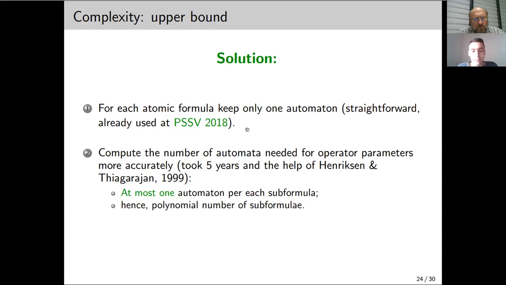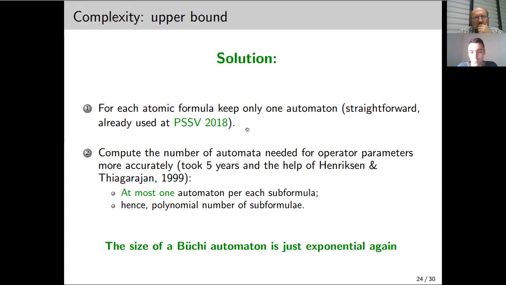If we computed a little bit more carefully, we found out that we have at most one per each subformula, and therefore it yields a polynomial number of subformulas, and the state space of the Bucci automaton becomes just one exponential. However, in the paper that we submitted, we used some technique from this seminal paper of Henriksen and Tsarajan, and we obtained a little bit better result. The number of subformulas became nearly linear, so it's a little optimization, but theoretically speaking, the polynomial space upper bound could be proved before. I don't know, for some reason we didn't see that.